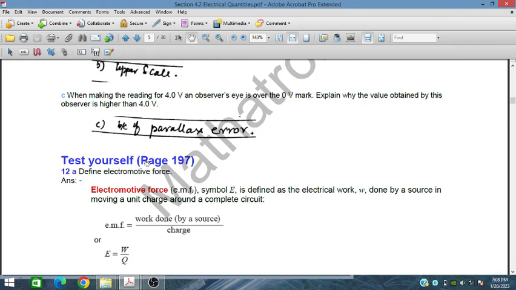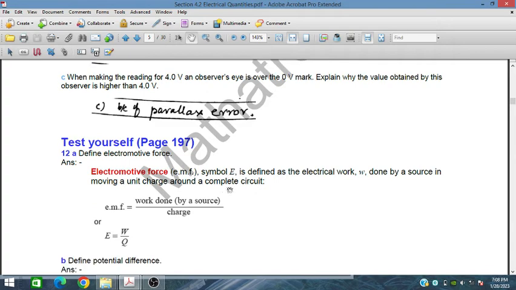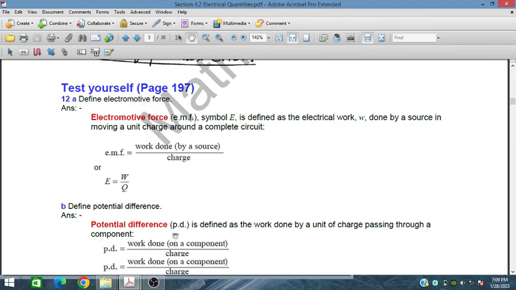Test yourself on page 197. Define electromotive force. An electromotive force, symbol E, is defined as the electrical work W done by a source in moving a unit charge around a complete circuit. So EMF is equal to work done by a source per charge. Electromotive force is basically work done per unit charge.